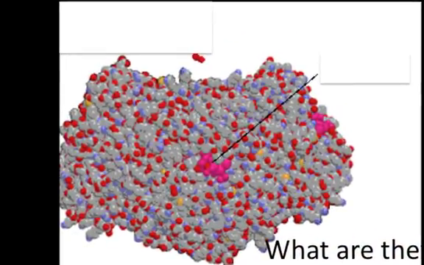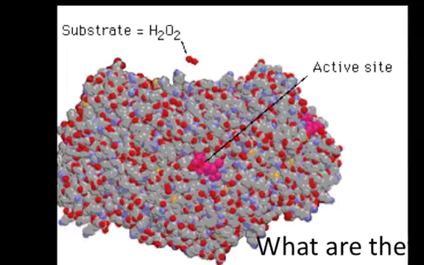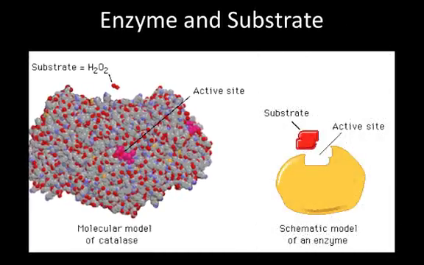Here's another model of an enzyme. This one happens to be of an enzyme called catalase. The chemical it works on is generally called a substrate. In this case, the substrate is hydrogen peroxide, H2O2. We can illustrate how enzymes work best by using simplified illustrations like this one.